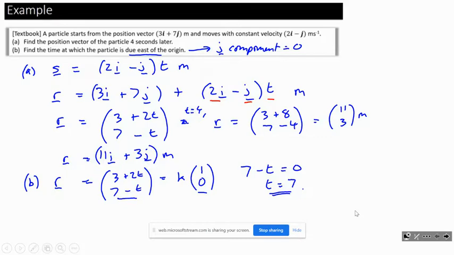So the key here is to understand the question, to think about what it's actually asking, and to think it through logically in terms of using its initial position and the displacement being the velocity times by time. And this is in particular when we have no acceleration.